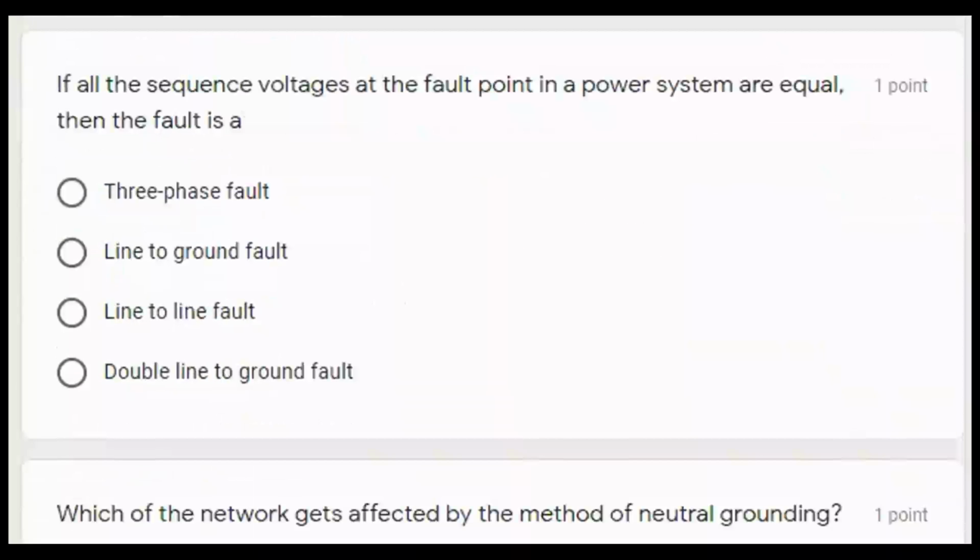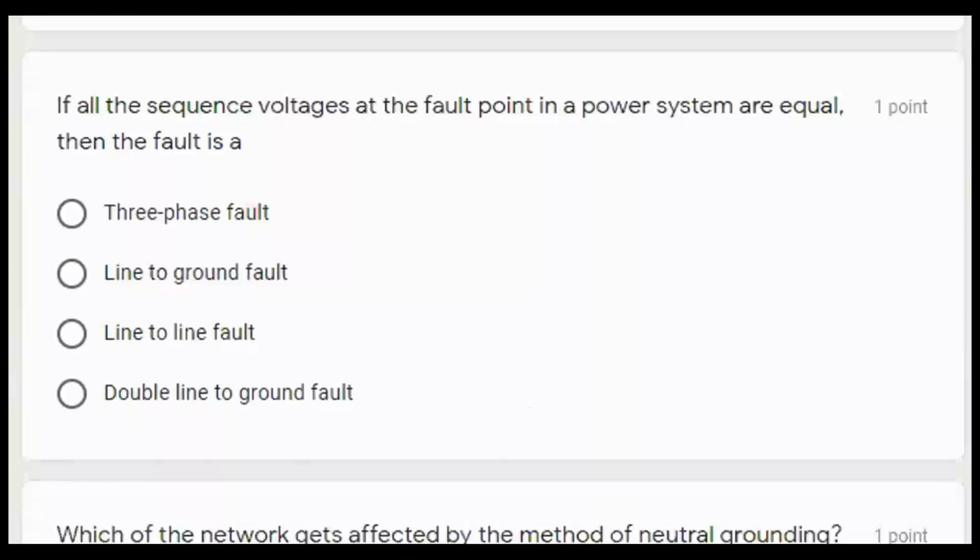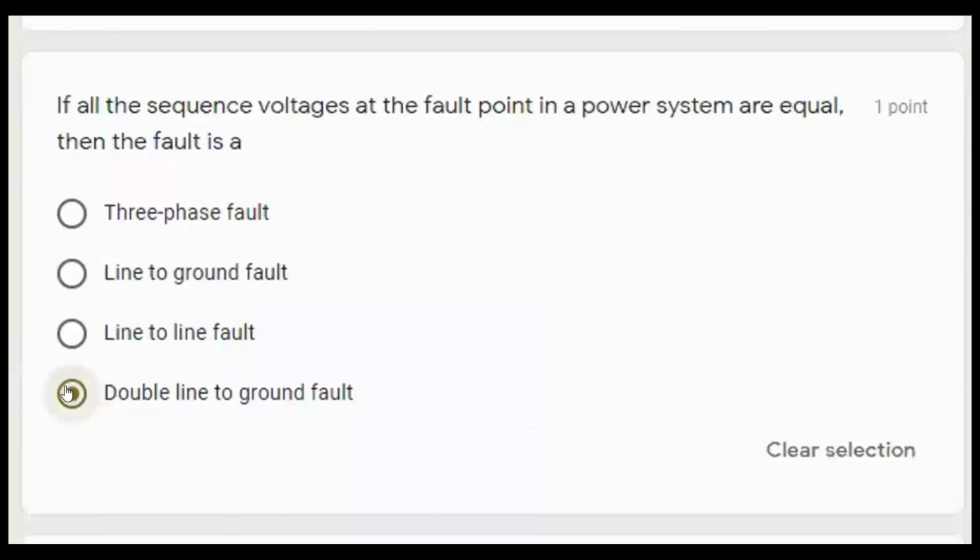Then question number 23. If all the sequence voltages at the fault point in the power system are equal, then the fault is. Here, the positive sequence voltage is equal to the negative sequence voltage, which is equal to the zero sequence voltage. This is only possible in the case of a double line to ground fault. Because here the sequence network consists of three branches. The three branches are parallel to each other.